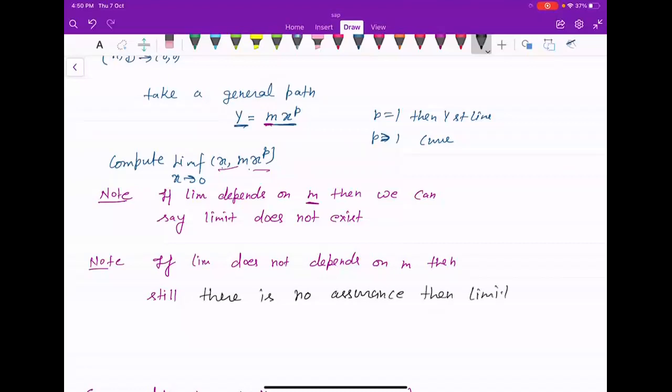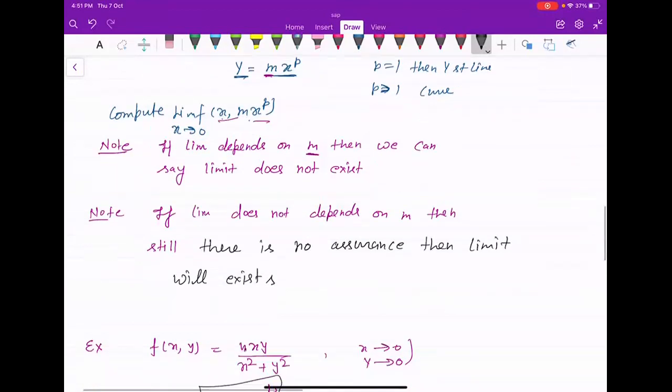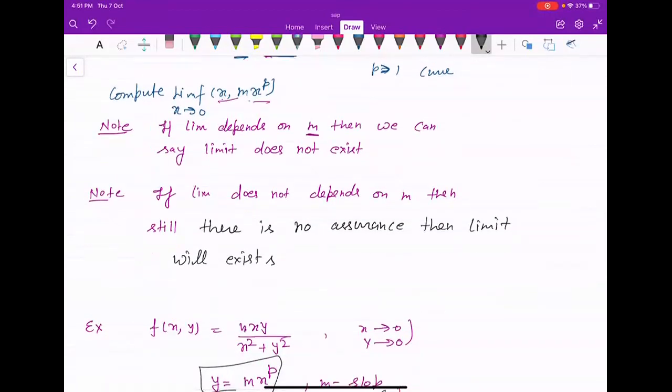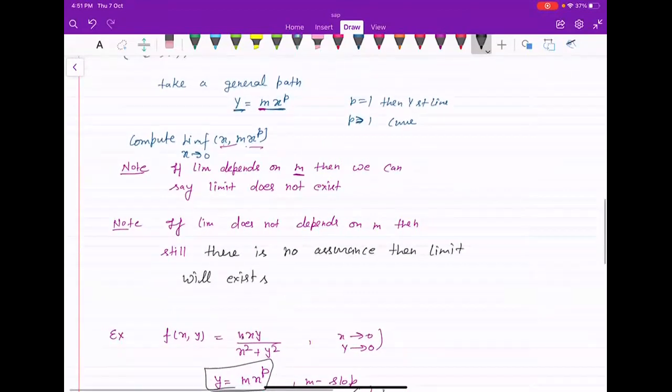I'm going to explain. So there is no assurance that the limit will exist. It may or may not exist. So what is the reason? Because we have taken a particular path, that is mx raised to power p. So we have taken some particular path.